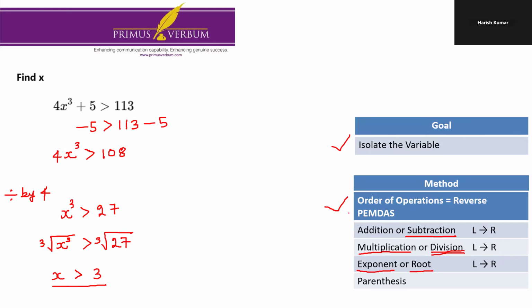You can clearly see how by performing the operations in the reverse PEMDAS order, we are able to isolate x and find its value. I hope this was useful to you.